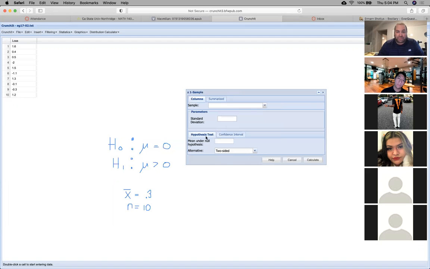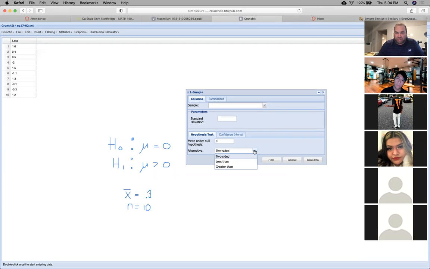This time we're going to do a hypothesis test. What is the mean under the null hypothesis? What does the null hypothesis claim the mean is? 0. 0.3? No, this is the sample mean. The mean under the null hypothesis is that mu is equal to 0. That's what we're testing. This is the mean, assuming the null hypothesis is correct. This is my sample mean. And the question is, from my sample mean, do I have evidence to reject or not reject this?